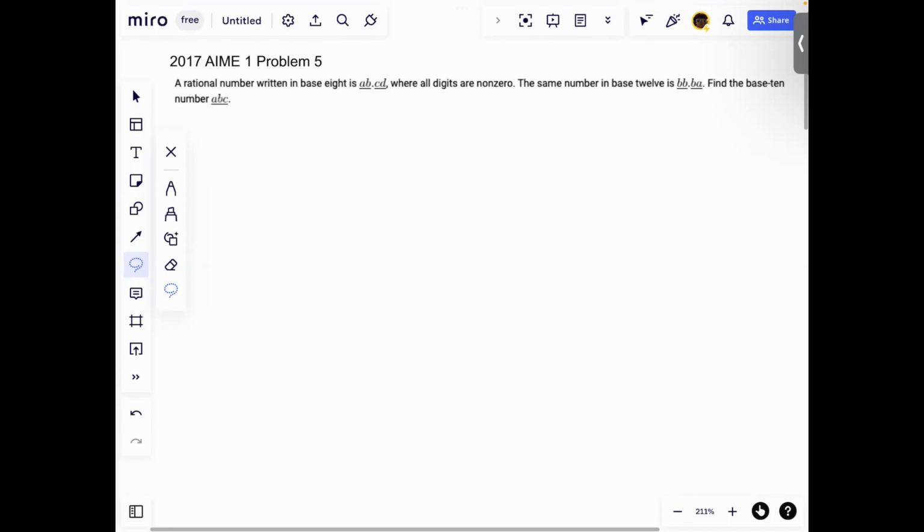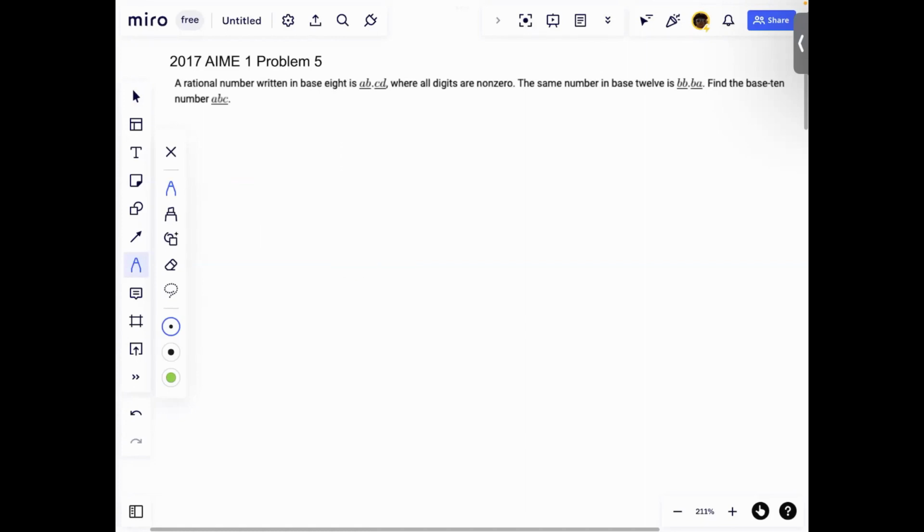Okay, so it's been about 2 minutes, so I'm gonna start. A rational number written in base 8 is AB point CD, where all digits are non-zero. The same number in base 12 is BB point BA. And then we want to find the base 10 number ABC.